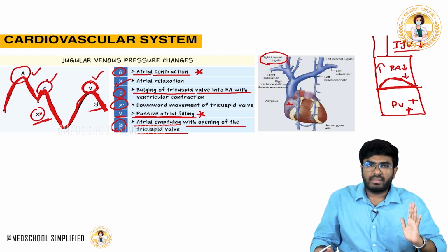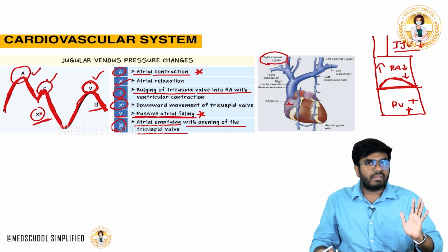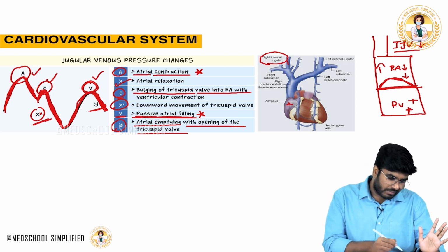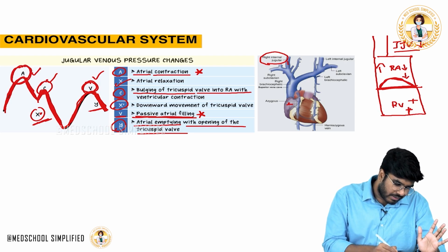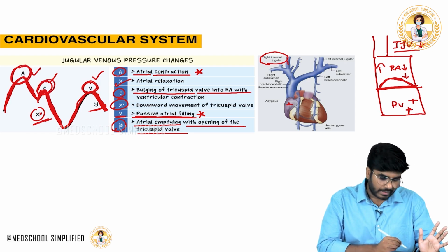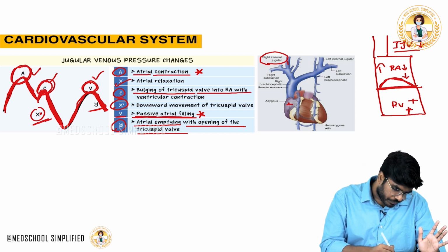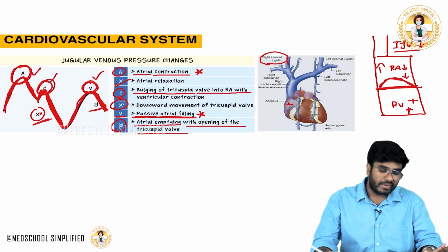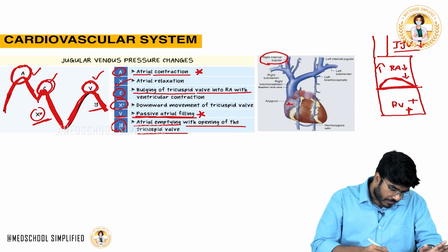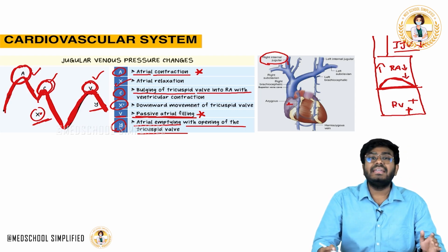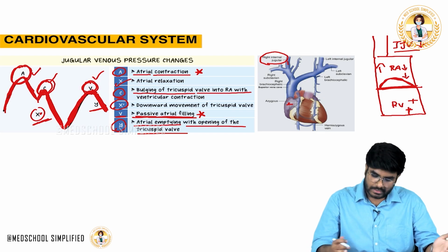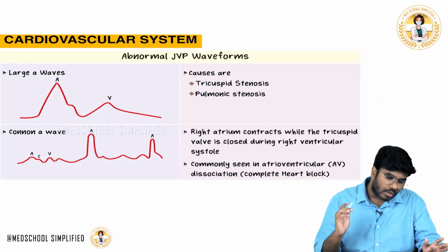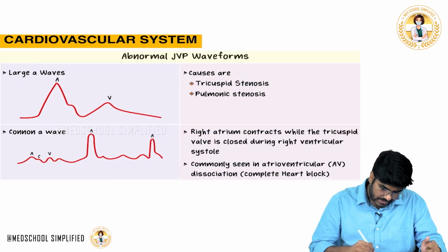A wave, C wave and V wave are the positive waves, X wave and Y wave are the negative waves. The A wave is due to atrial contraction, the C wave is due to isovolumetric contraction of the ventricles, the X wave is due to isovolumetric relaxation of the ventricles, the V wave is because of the venous filling of the atria, and the Y wave is because of the atrial emptying. Simple. Now after this, let's talk about some abnormalities in the jugular venous waveforms.